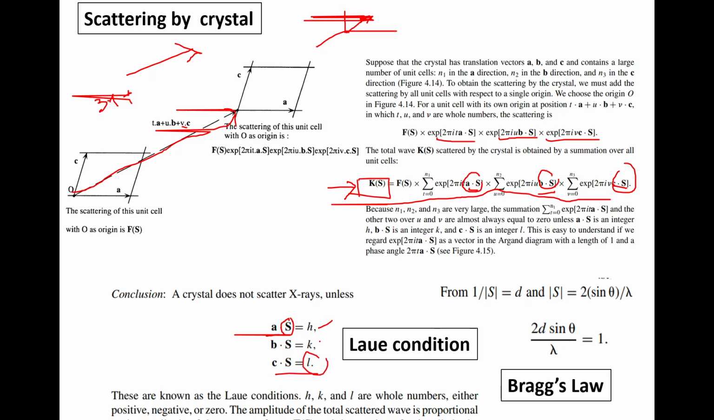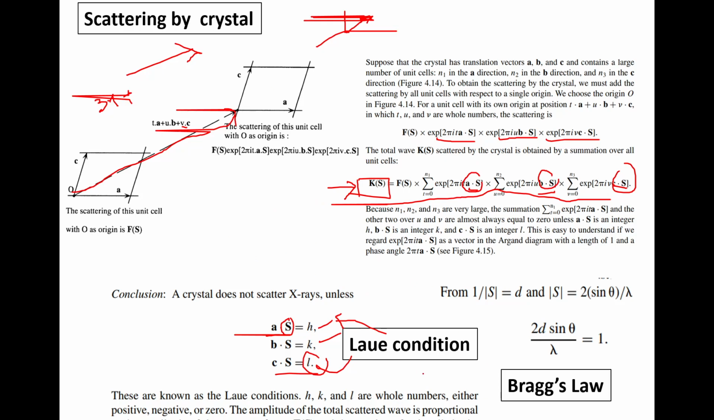So these are your Miller indices. If this condition, the Laue condition, is satisfied, only then will your crystal diffract and you will get the diffraction spots by constructive interference.